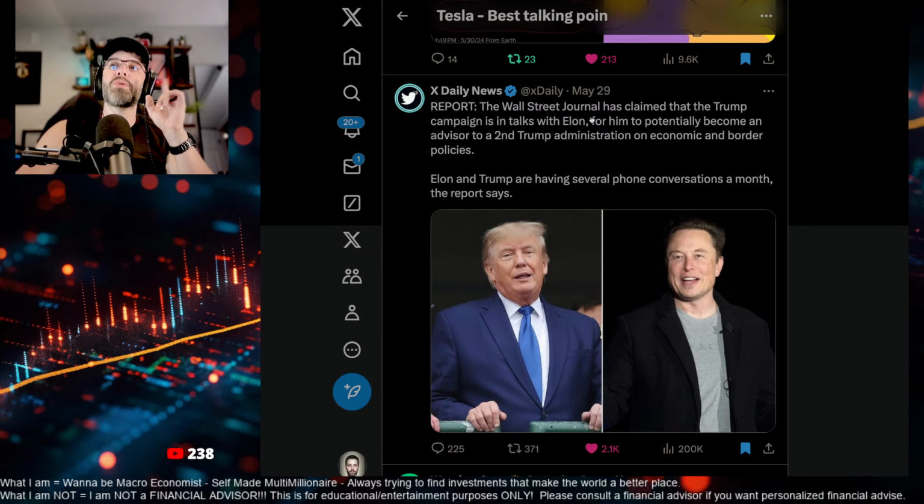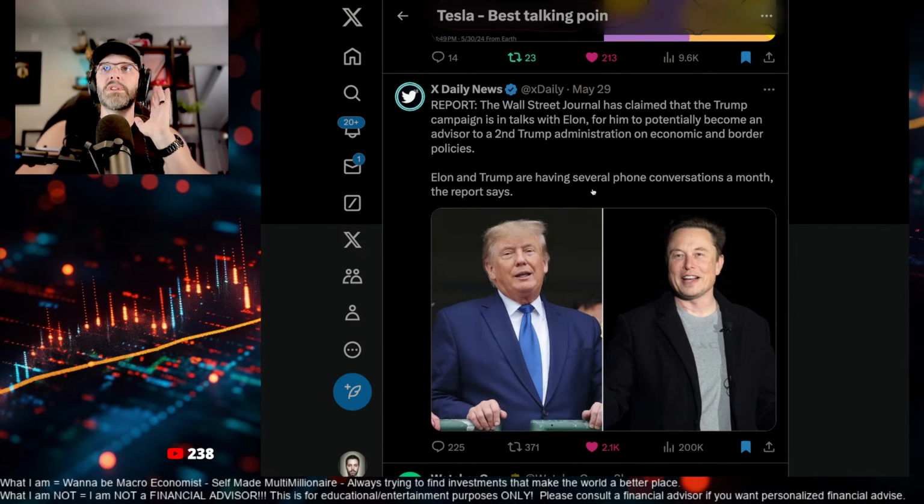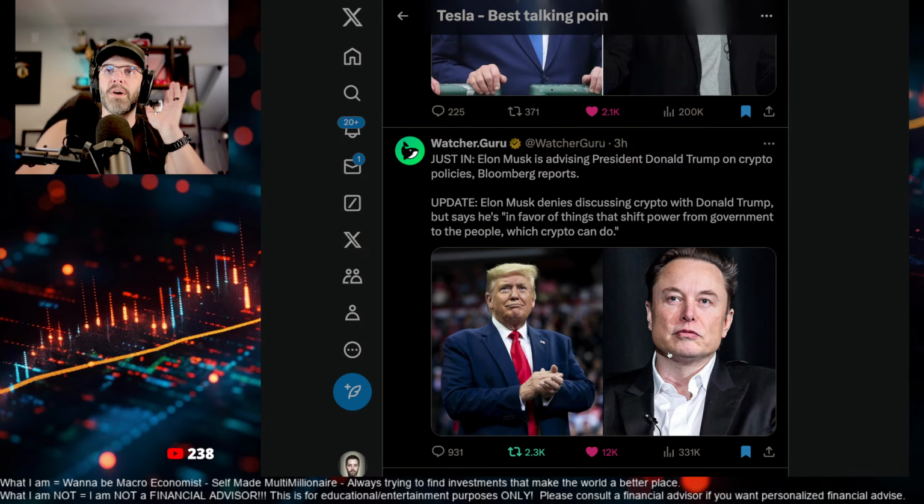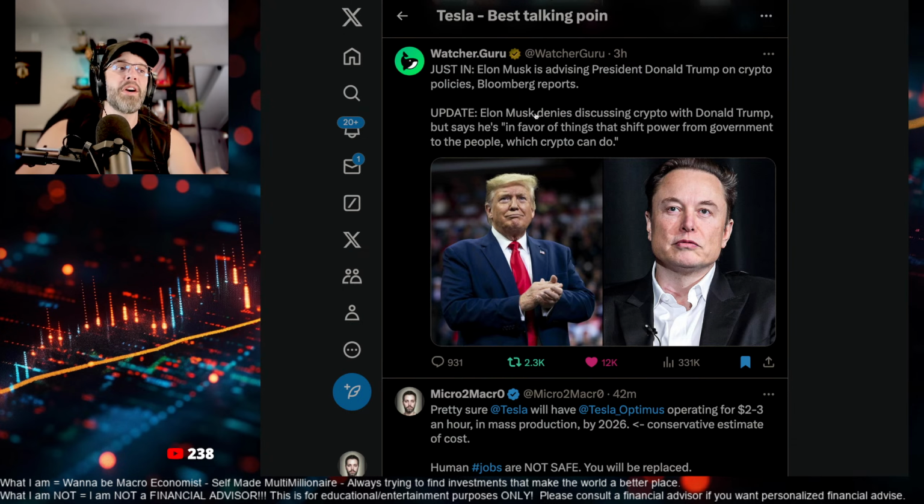Here's part of it. The Wall Street Journal has claimed that the Trump campaign is in talks with Elon. Okay, yeah, we know this isn't true, so we can skip that one. Here's another one. Elon Musk is advising President Trump on crypto policy. Now, I am going to talk about this super quick. So Elon denied discussing crypto with Donald Trump, but says he's in favor of things that shift power from government to the people, which crypto can do. Verbatim quote. And you've got to remember, SpaceX has Bitcoin, Tesla has Bitcoin.